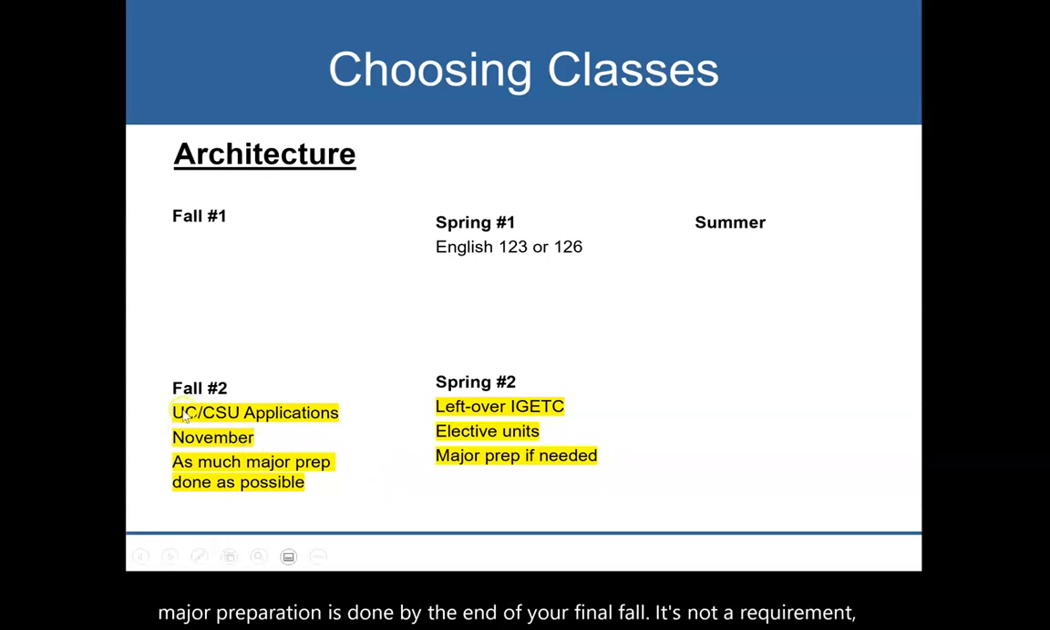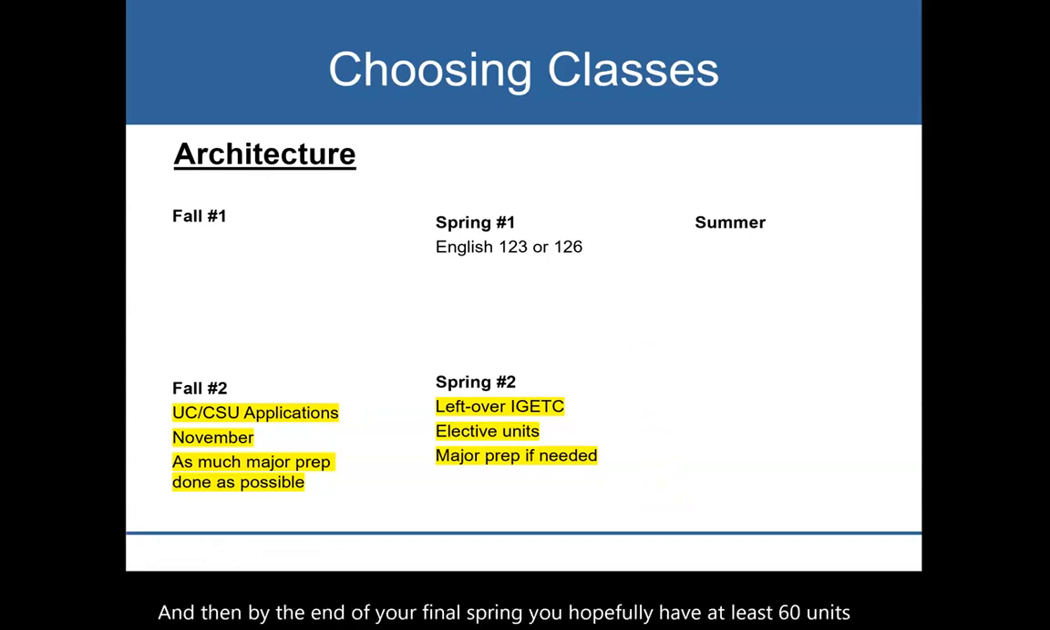Your applications will happen around October, November in your second year. And then your final spring, hopefully you're taking leftover general education, elective units, maybe some more major preparation if possible. And then by the end of your final spring, you hopefully have at least 60 units. You might have 70 or 80 units depending on your major.